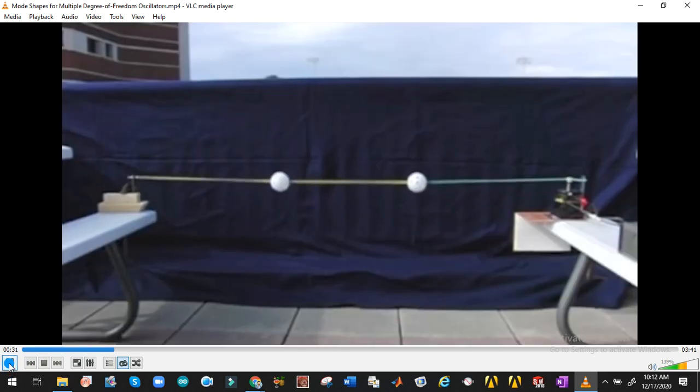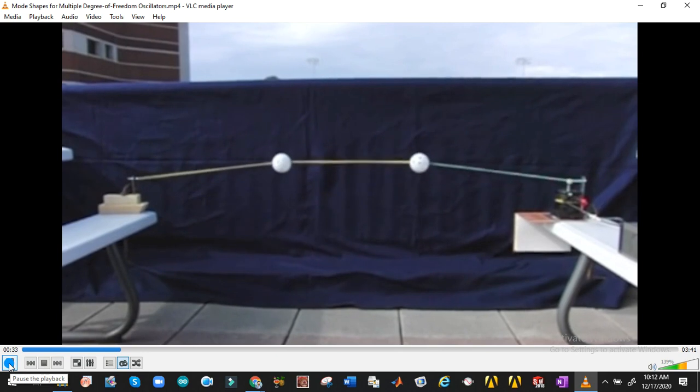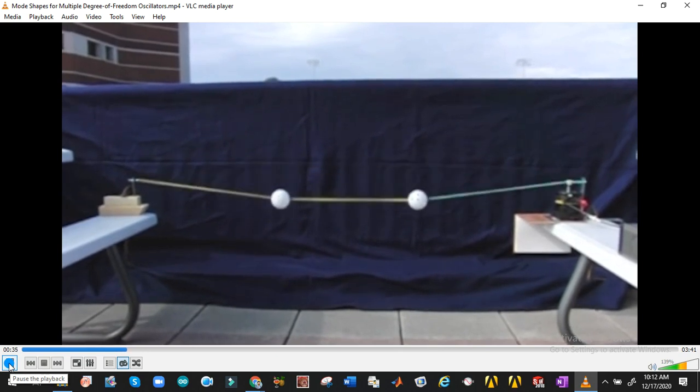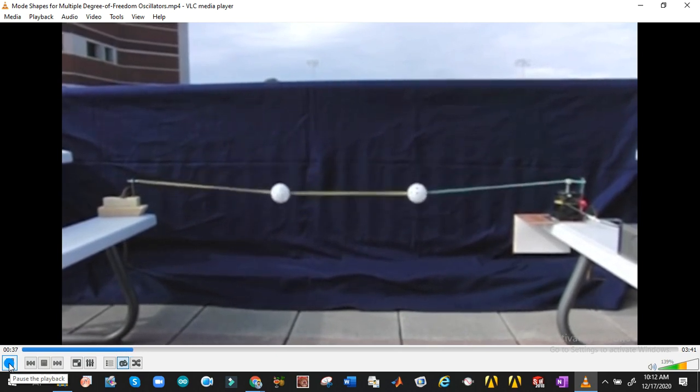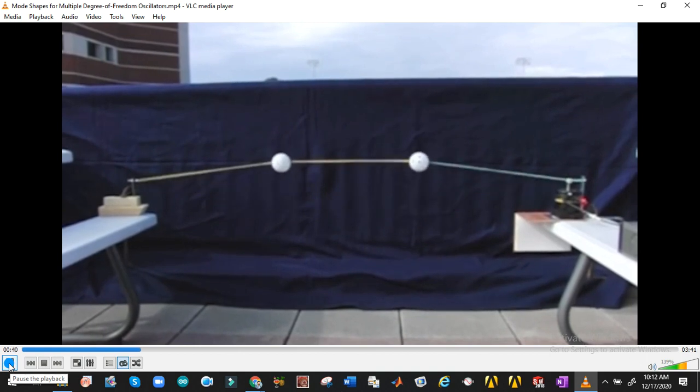Mode shapes. In the first mode shape, the first frequency, the two masses move in the same direction at the same time, basically looking like a 1 degree of freedom oscillator. So in the case of the first mode shape, you can see that both masses are moving in the same direction at the same time. It is also behaving like a single degree of freedom system.